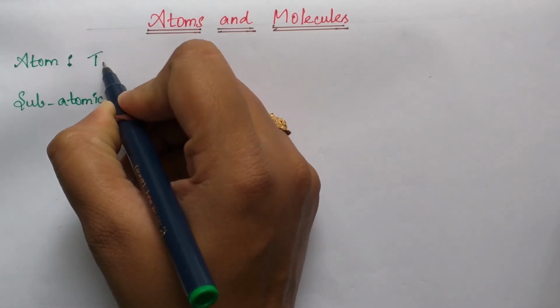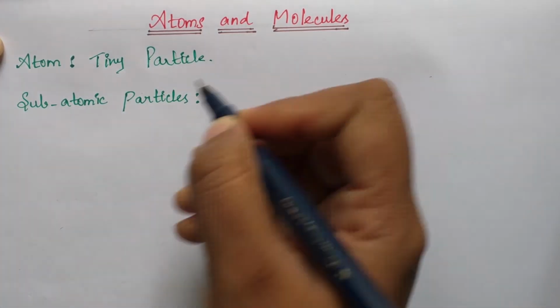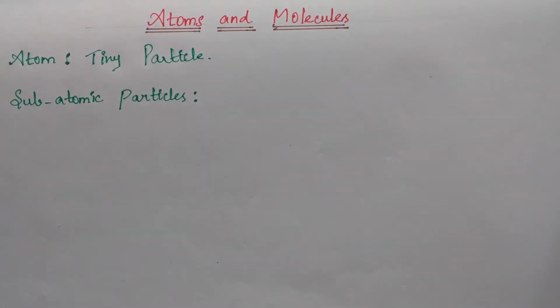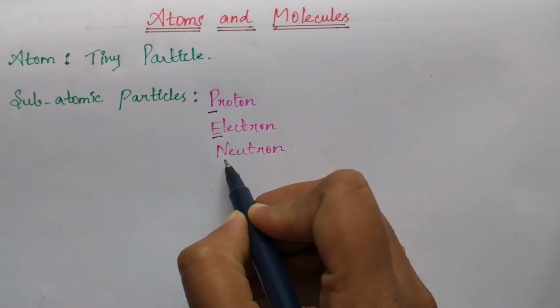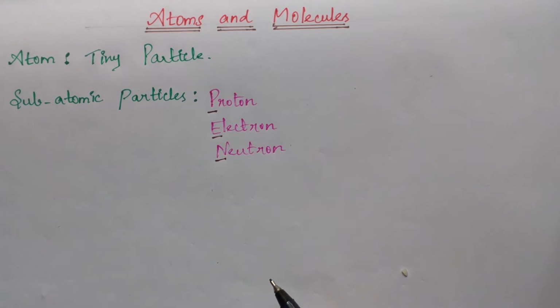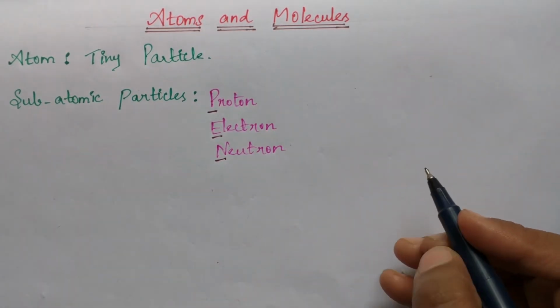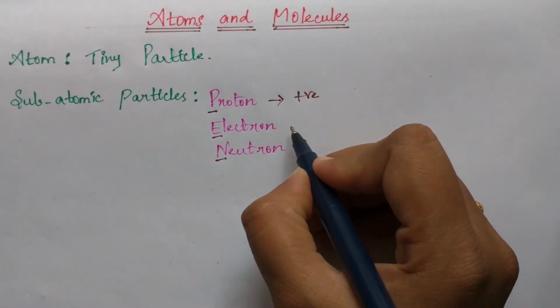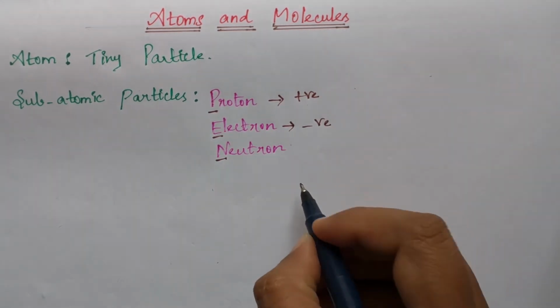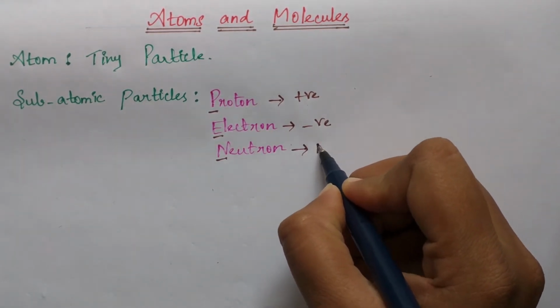Atom is a tiny particle. All matter consists of atoms. Next, subatomic particles. That means inside the atom some particles are present. So for an atom, three particles are there. They are electron, proton and neutron. To remember easily, you can take the first letters: PEN. So inside the atom, PEN is there. They are charged particles. Proton is a positively charged particle and electron is a negatively charged particle, and neutron has no charge, so it is neutral.